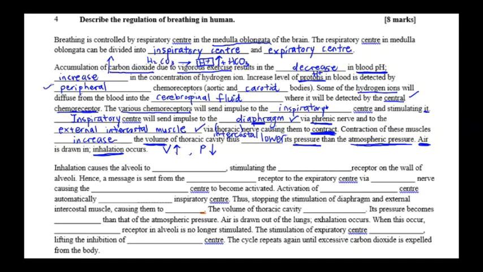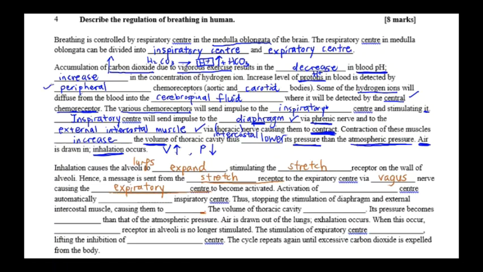And when we breathe in, it causes the alveoli to expand, so our lungs expand and stretch, and this will stimulate another receptor that we call the stretch receptor on the wall of the alveoli. Hence, a message is sent from the stretch receptor. A nerve impulse will be sent from the stretch receptor to the expiratory center. And this time it requires the nerve that we call the vagus nerve. So vagus nerve will connect the stretch receptor to the brain expiratory center.